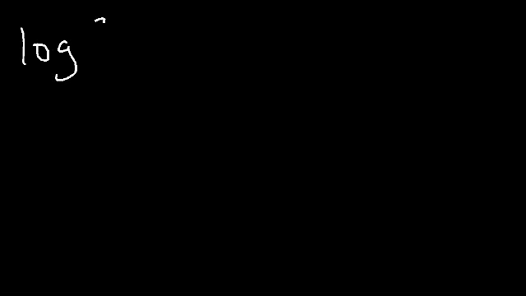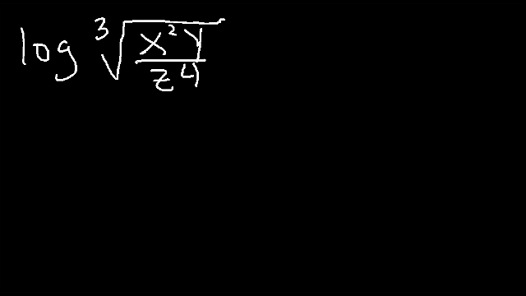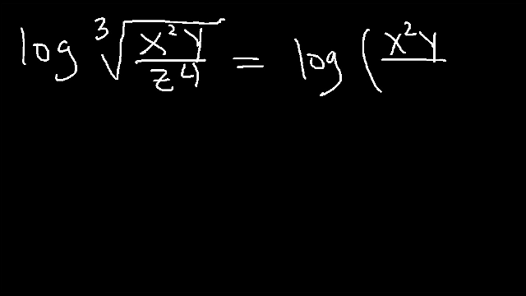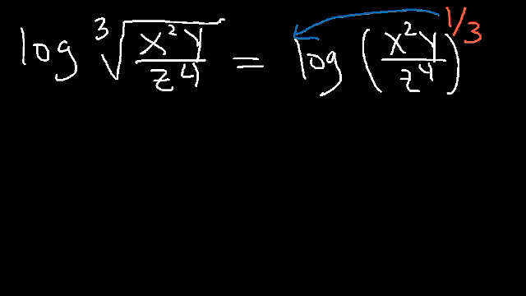Try this one. Log cube root x squared y over z to the 4th. So how can we expand this particular expression? The first thing I would do is rewrite it as log x squared y over z to the 4th, raised to the 1/3. That's the same as the cube root of what's inside. So before we can expand it, we need to move the 1/3 to the front.